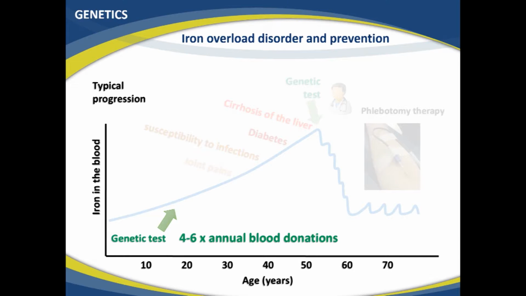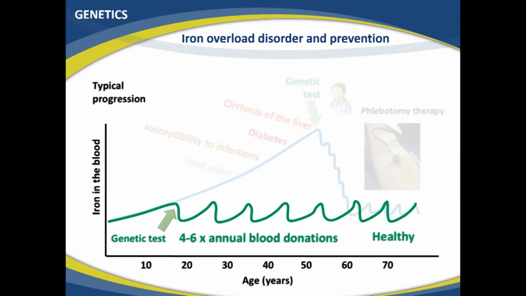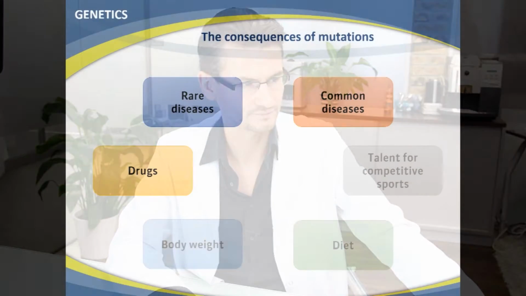You remove blood from your body. Your body uses up more iron to build up more blood. And then you keep it in the normal range for the rest of your life. You help other people with your donations, but you also remain healthy. So really it's the same genetic test. One time you do it to find out what caused the problem, and the other time you're using it to prevent the problem from occurring. That's preventive genetic medicine. And that's one of the big focuses that we have.